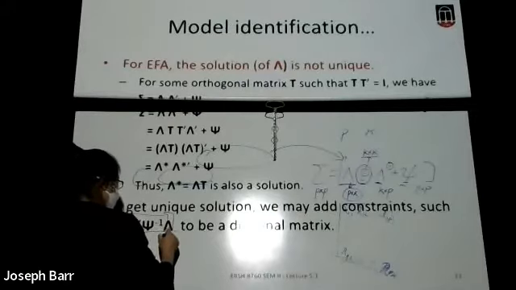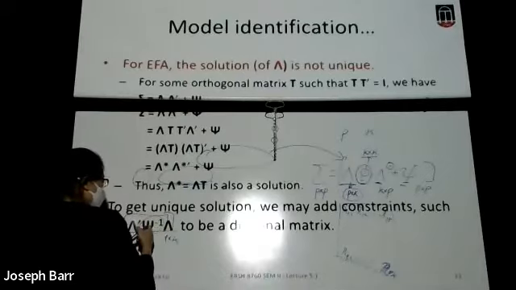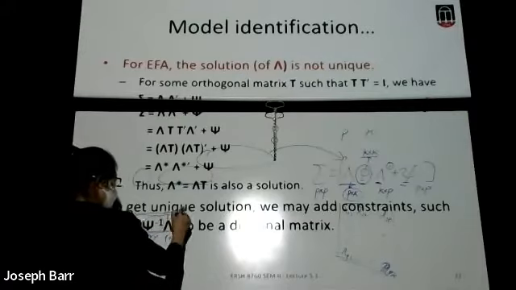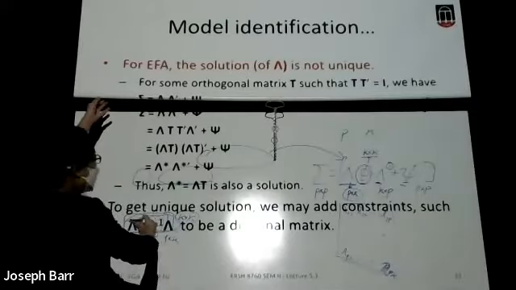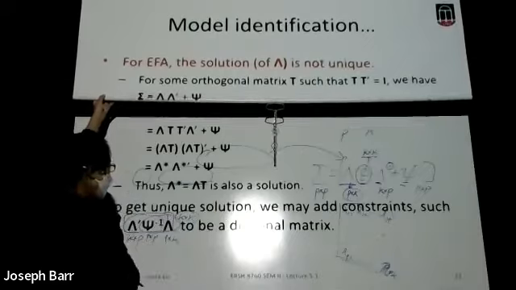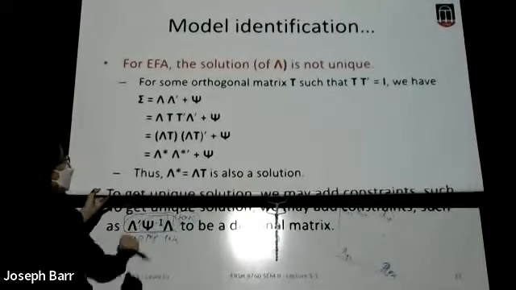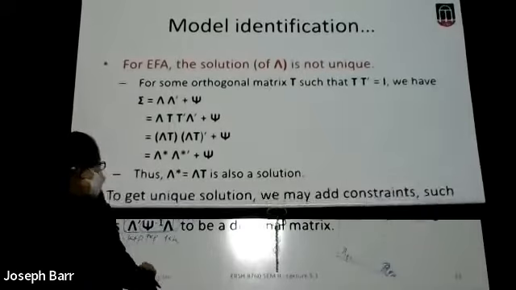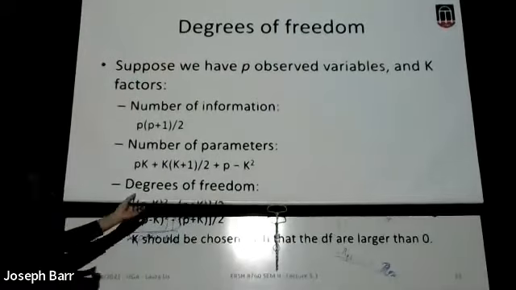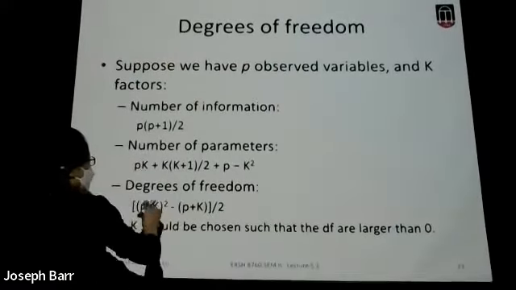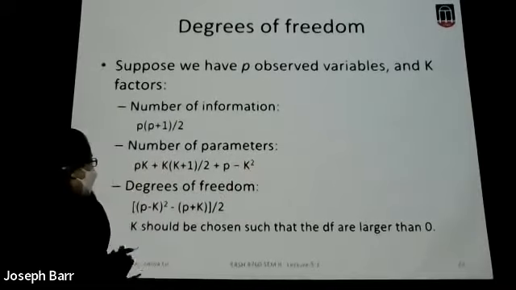And the lambda actually is P by K. The inverse of the psi is P by P, and the transpose is K by P. So finally, we have K by K here. We assume this is constrained for a unique solution. So we need to put K squared elements of constraint here. So that's why we need to subtract K squared. So in total we have this number of parameters.